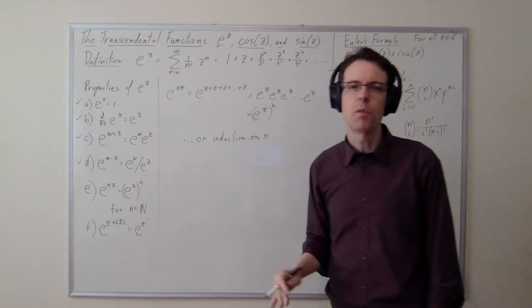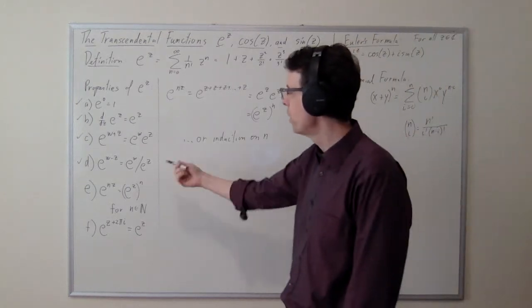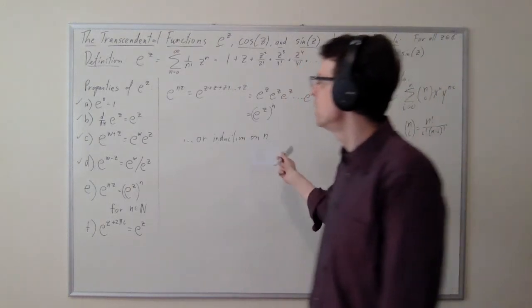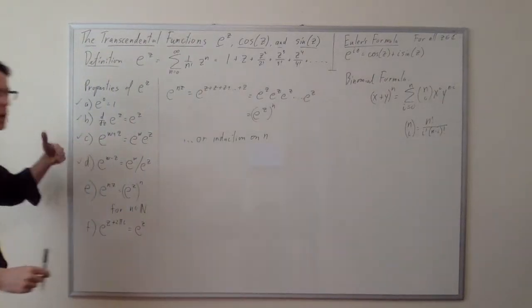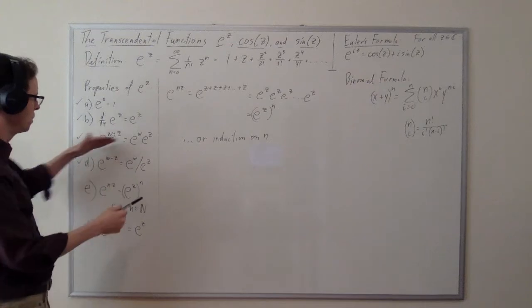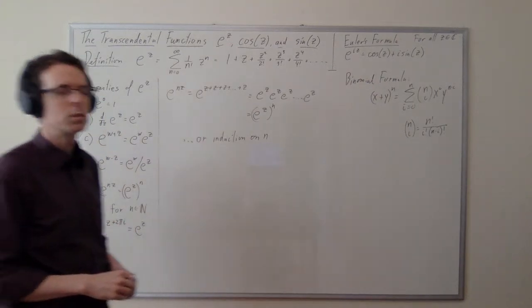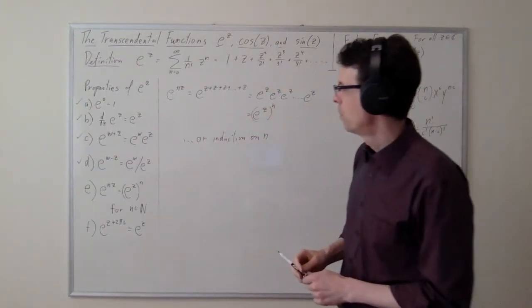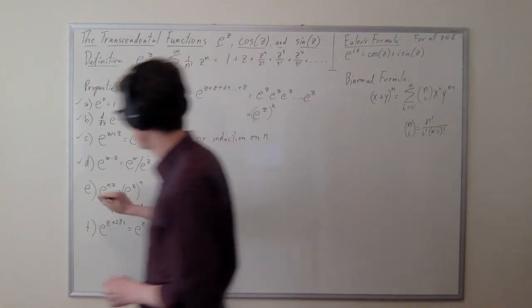So to give a completely formal proof, you would probably want to write this as an induction on n. And you would induct, of course, using part C. In the base case you wouldn't need it, but in the induction step you would need to invoke part C. So part E is pretty straightforward either way.